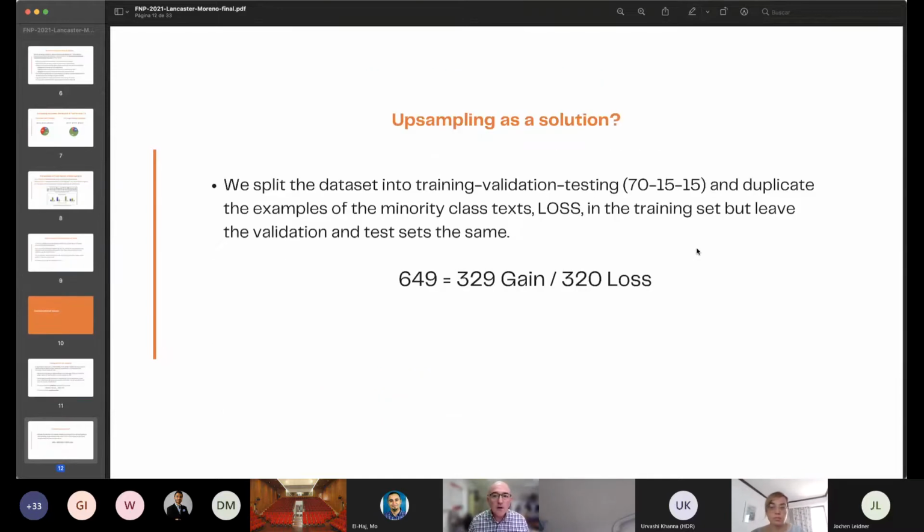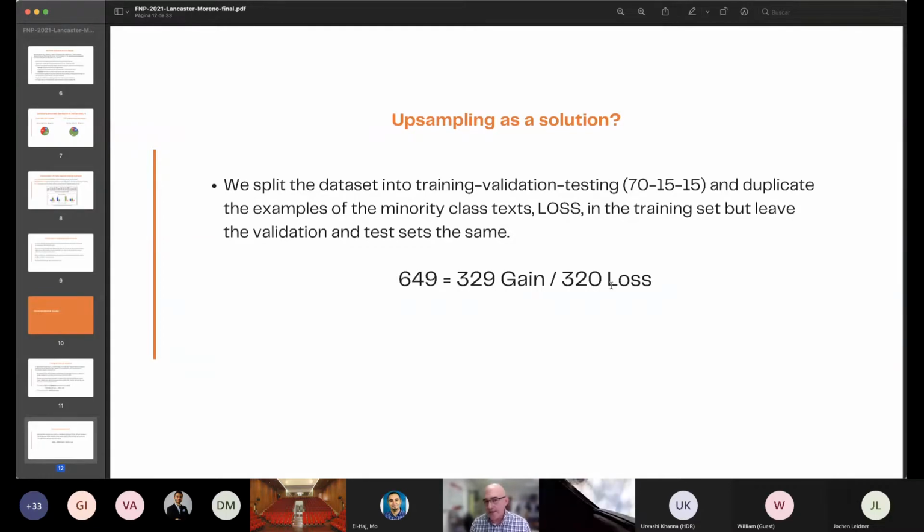So the first thing was to think on upsampling. Is upsampling a solution? We split the dataset into training, validation, and testing, and duplicate only the samples of the minority class in the training set. We multiply the, I think around 42 by 6, and we keep the validation and test the same. Okay, so now the data set is more or less balanced between gain and loss.